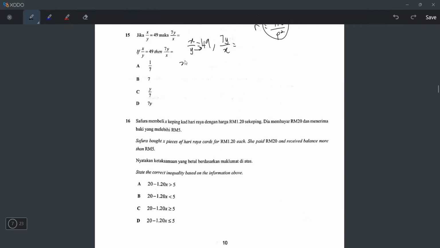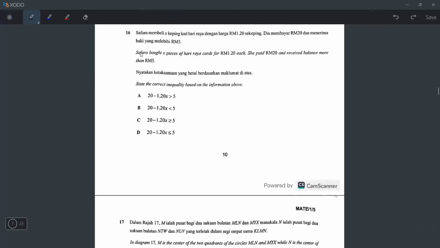Remove the fraction here, move the y, so it becomes x equals 49y. Then I take this x and substitute it inside. So 7y over x, the x I replace with 49y. Then the y and y can cancel because it's a multiplication relation. And then 7 over 49 can also be cut to 1 over 7. That's the answer.